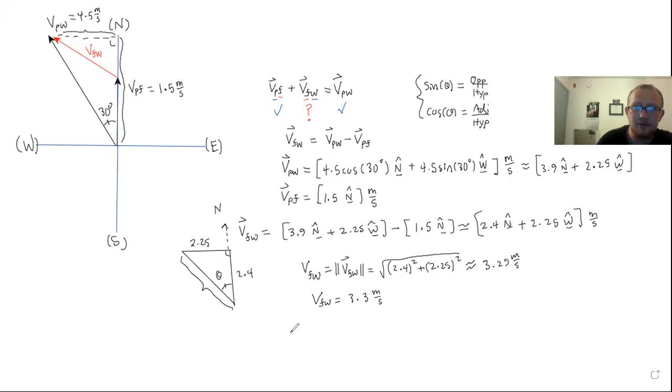We could use sine, cosine, or tangent here, because now we know all the side lengths. This side length is 3.3. But traditionally, especially when we have components, we say tan theta is equal to the opposite side, which in our case is 2.25, over the adjacent side, which in this case is 2.4. I've already done this calculation, and it gives you theta of about 43.2 degrees, measured west of north.